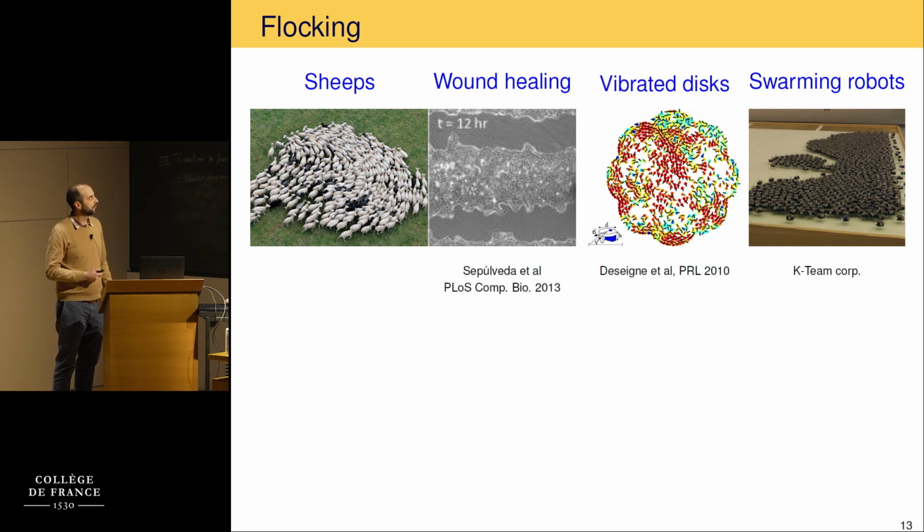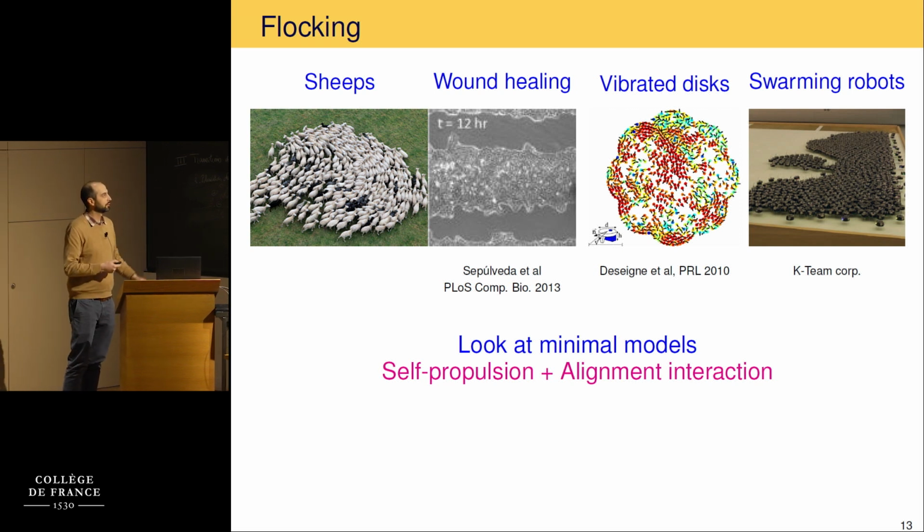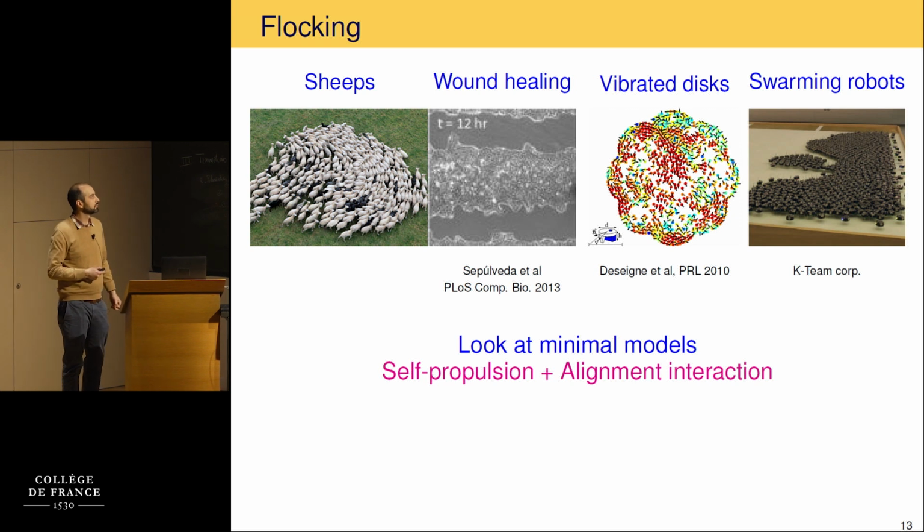Here you have vibrated discs that are asymmetric, and when you vibrate them up and down, they start moving collectively. And here, an example of swarming robots, with which you have, of course, a lot of control on interaction, and you can do many things. So as before, we are physicists, so we want to understand the basic physics. We look at a minimal model of this, which has self-propulsion and an alignment interaction.